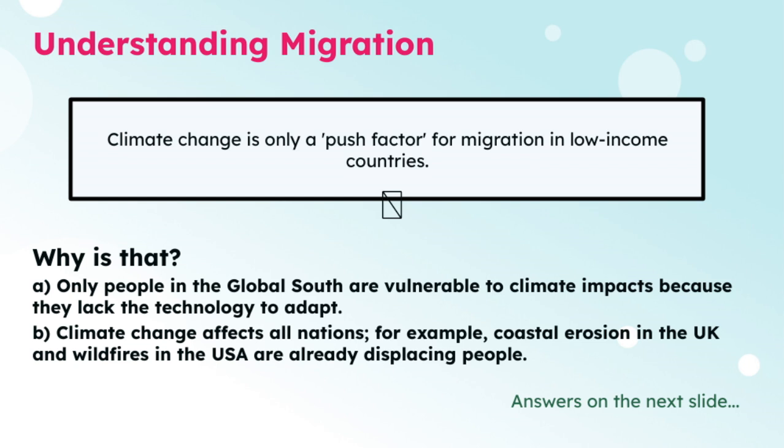For example, coastal erosion can force people in parts of the UK to move away from the coast. Wildfires can displace people in the USA, Canada, Australia, and Southern Europe. Flooding can affect both low-income and high-income countries. The difference is often the ability to adapt.